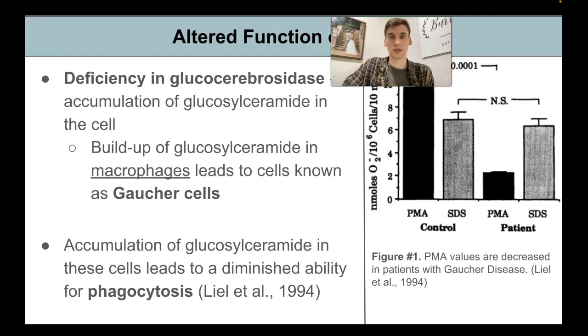Now, this accumulation, what it does to the macrophages is it prevents them from performing phagocytosis. So here on the right, a study has shown that PMA, which is a good indicator of phagocytosis, those levels are diminished within those that have Gaucher disease. And so they're unable to do their job anymore. So they just keep more buildup and more buildup and more buildup.